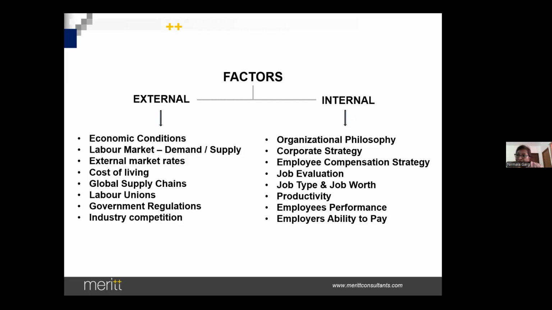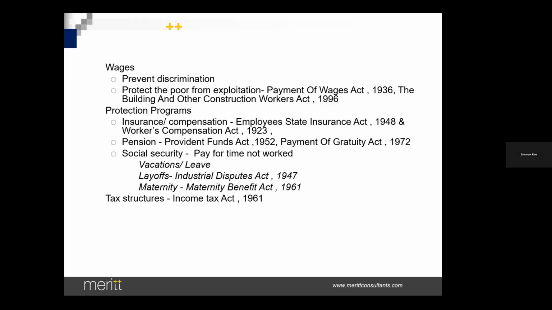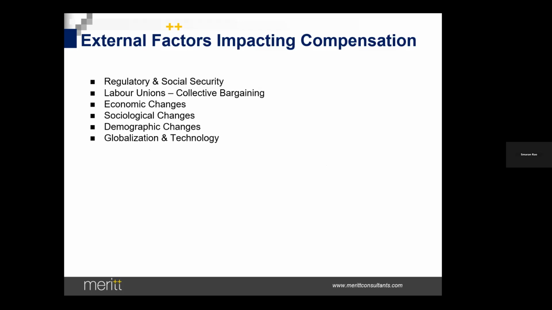Labor unions. The first and foremost external factor which impacts, as a competent person when you have to design a salary structure, what is it that you need to look at? Government regulations, or what we call statutory compliances. Will you agree? What is the first thing you need to look at? The regulatory.